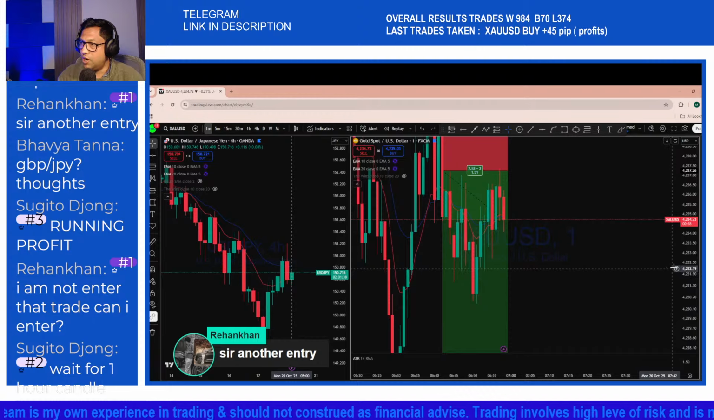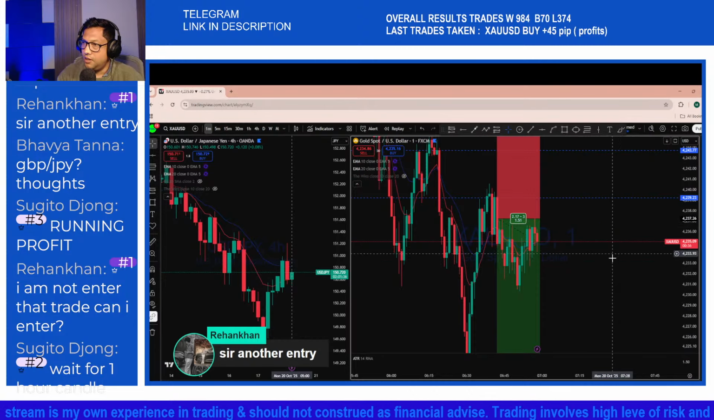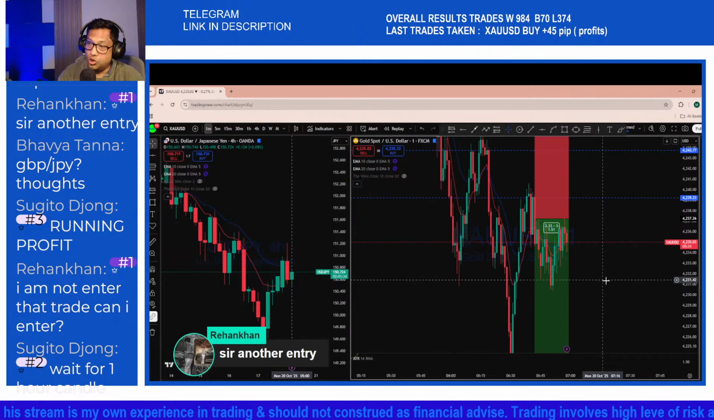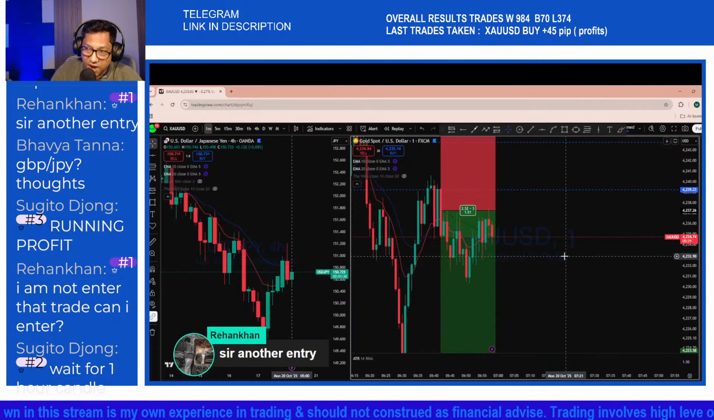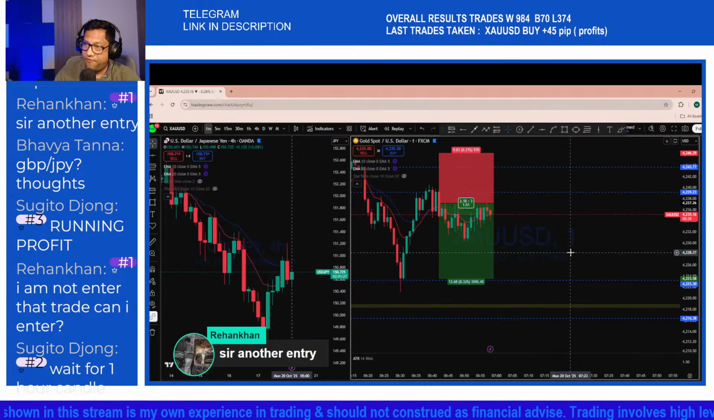All right, so lower time frame price action, this is currently in a consolidation in that area, which may lead the market to break further low.